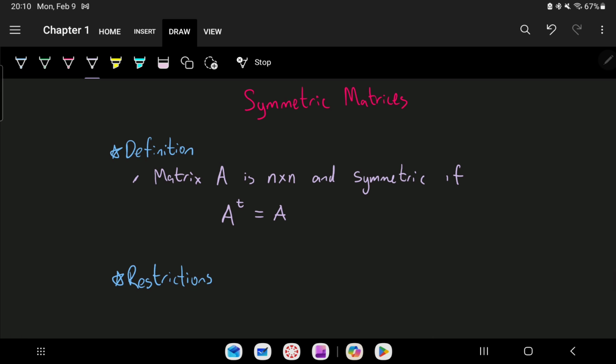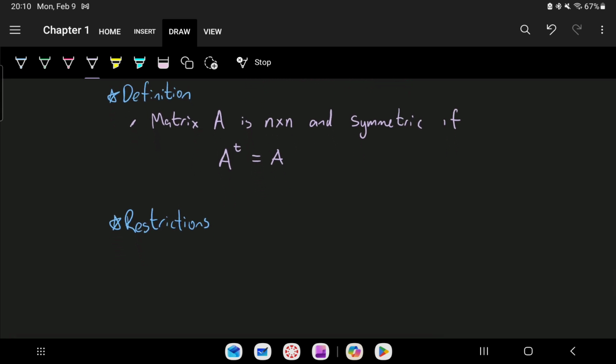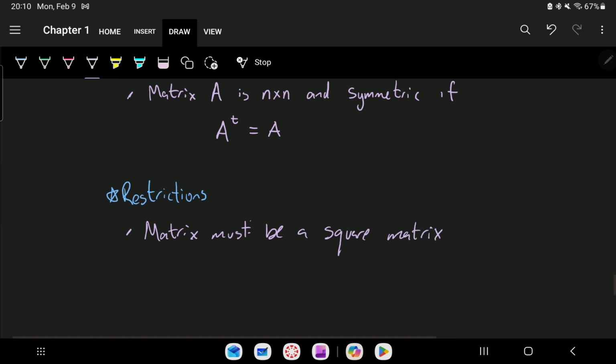So the matrix is going to be the exact same thing if we replace the contents of the rows with the columns, if we swap them out, right? And the main restriction on symmetricity is just that the matrix must be a square matrix. The number of rows needs to be equal to the number of columns. We usually call that n by n.